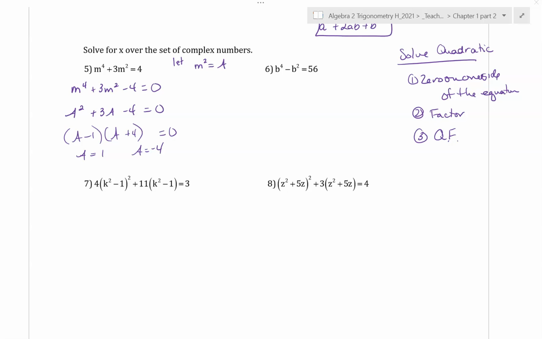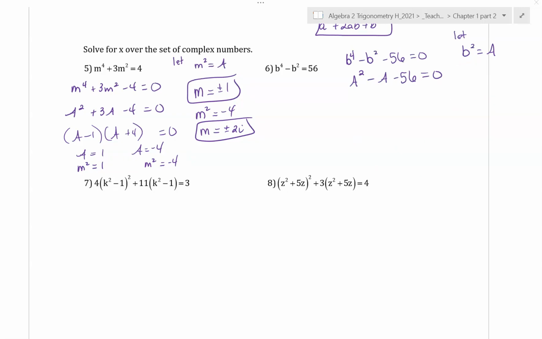So a is 1, and a is negative 4, and notice that was m squared. So if m squared is 1, and if m squared is negative 4, notice that m is plus or minus 1. And again, if m squared equals negative 4, that means that m is plus or minus 2i. So we have 4 answers. We call this a quadratic type of equation, and we use substitution. So go ahead and pause the video and try problem number 6.